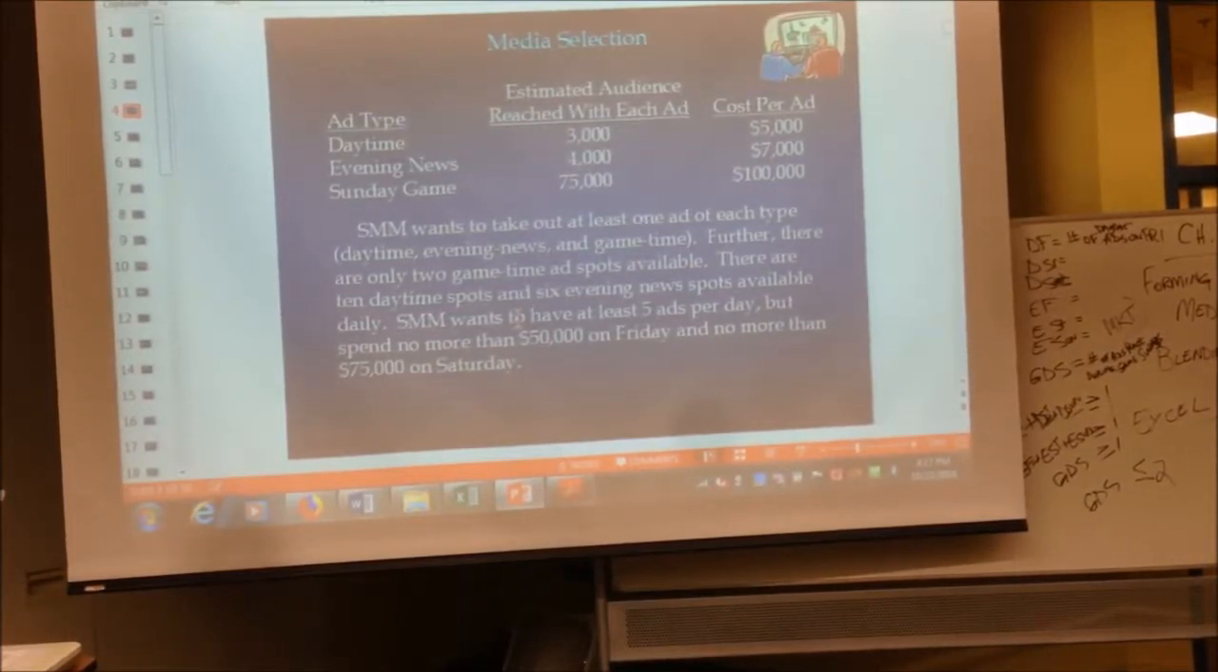There are 10 daytime spots available each day, daily. So less than equal to 10, does it say and there's only available 10? 10 spots, that's the most we could go, correct? So less than equal to 10, greater than equal to 10, or equal to 10? Less than equal to 10. Now let me read it again. There are only 10 spots available for daytime each day.